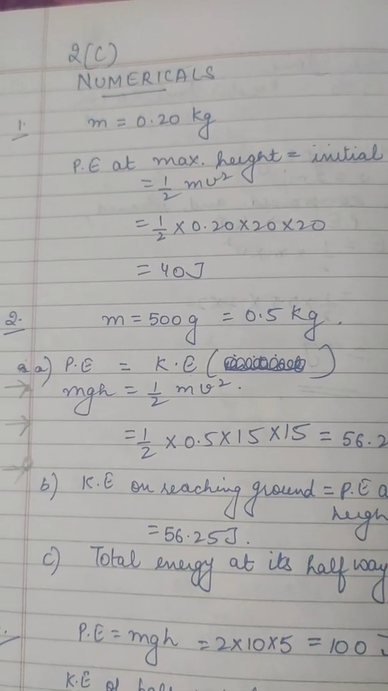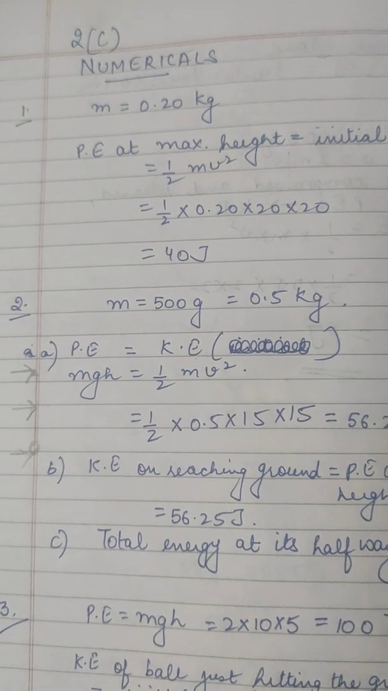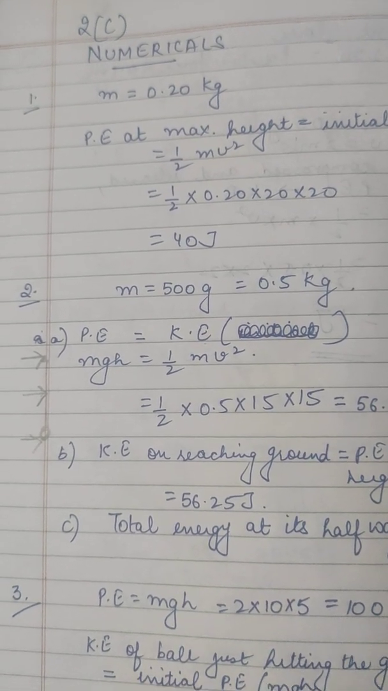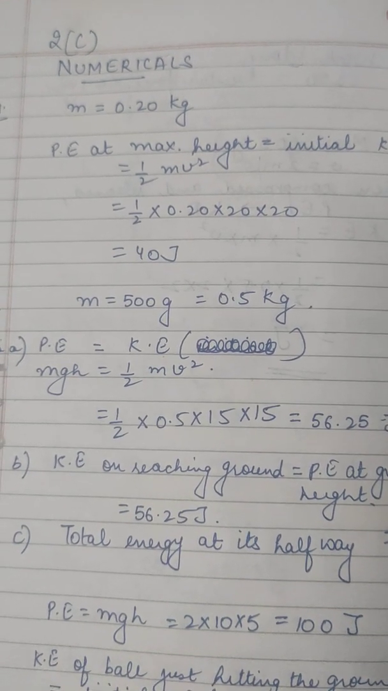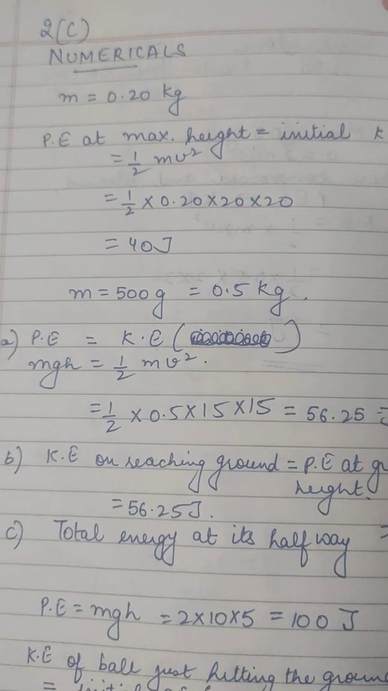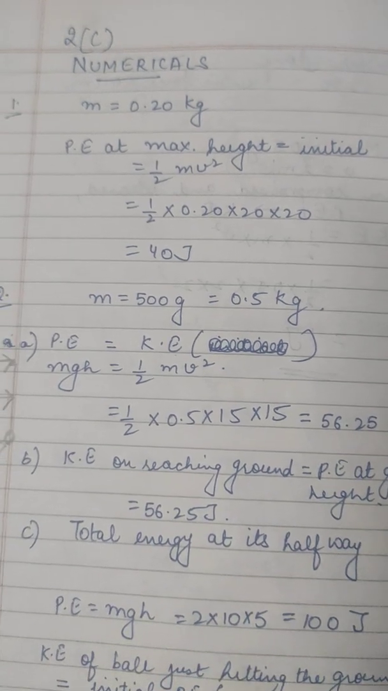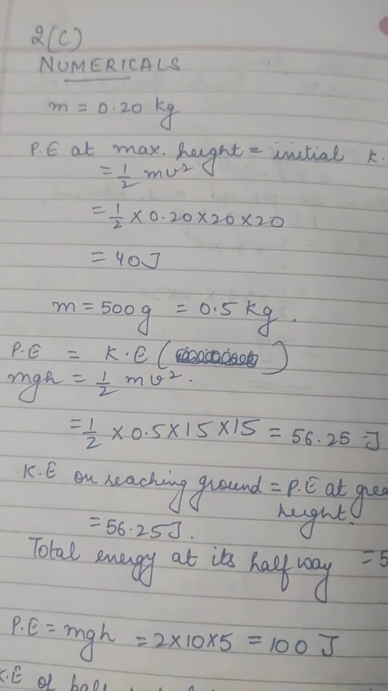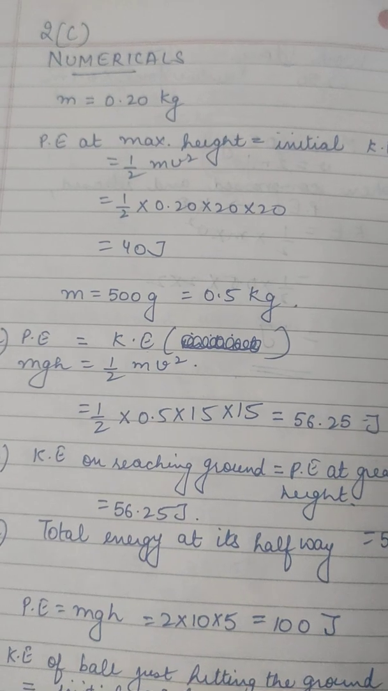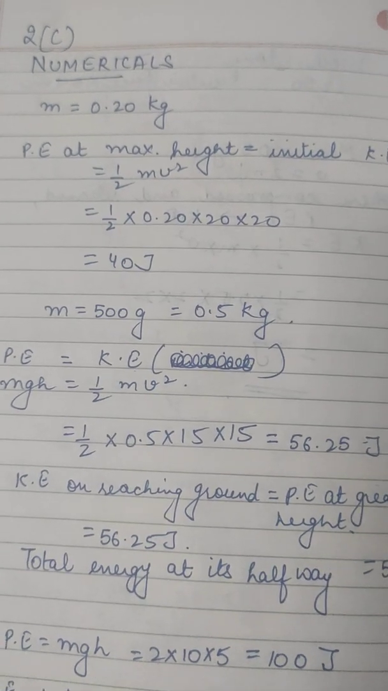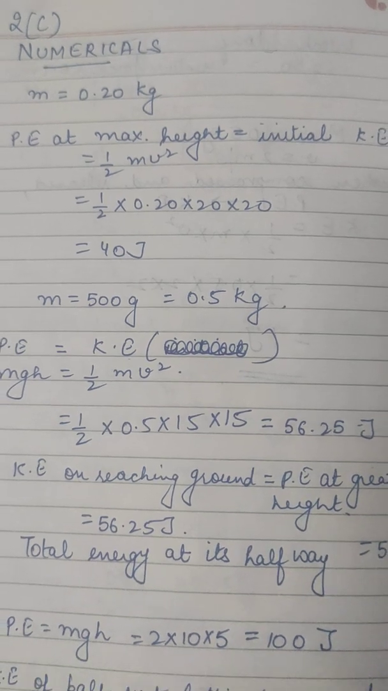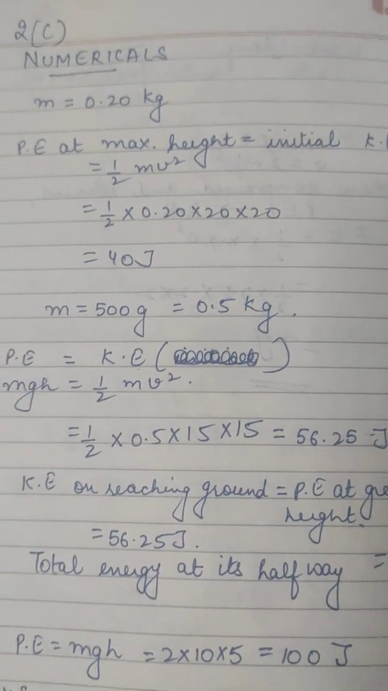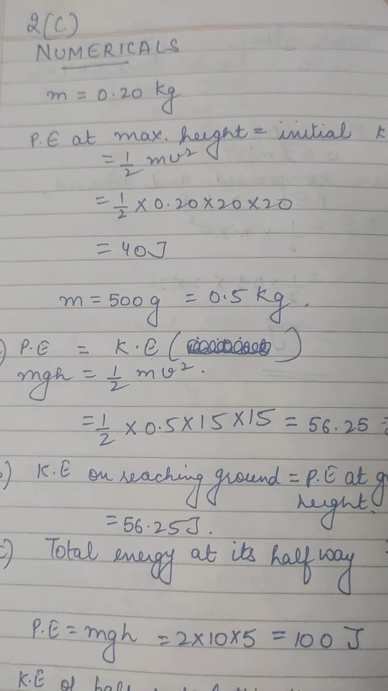The first question is: a ball of mass 0.20 kg is thrown vertically upwards with initial velocity of 20 meter per second. Calculate the maximum potential energy it gains as it goes up. So, bacha, the maximum potential energy will be equal to the maximum kinetic energy when you are throwing a ball, because energy throughout the procedure will remain constant. So here potential energy at maximum height will be equal to half mv square, which is equal to the maximum kinetic energy. So we get the value as 40 joules.